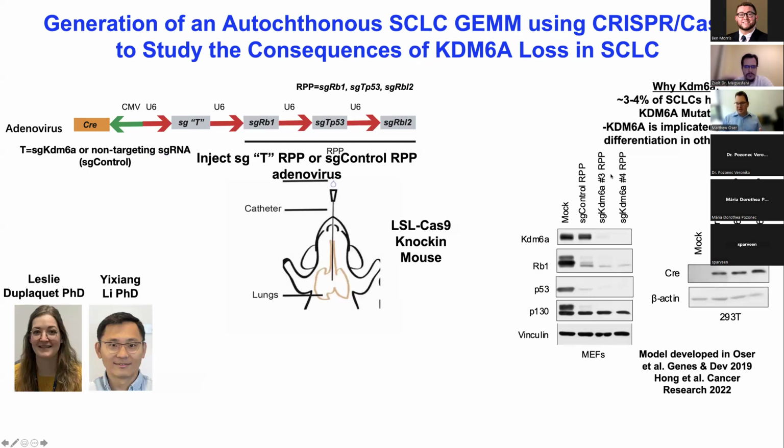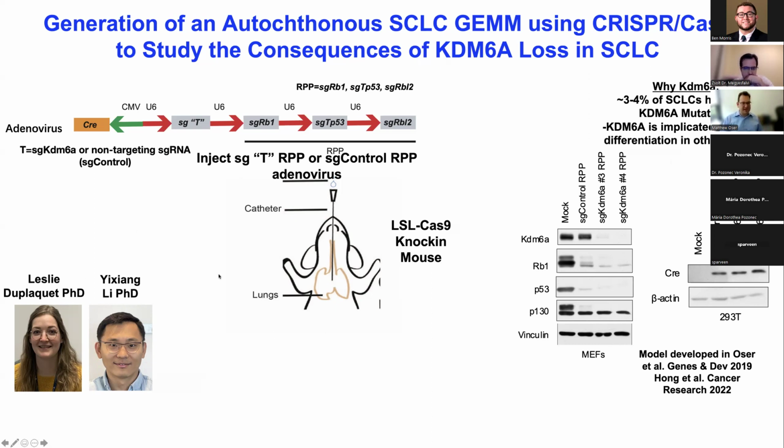And so we wanted to use this to study this gene KDM6A. KDM6A is mutated in about 3 to 4% of small cell lung cancers. We thought it was interesting as well because it binds to KMT2D, which we know is really the third most frequently mutated gene in small cell lung cancer. So it forms a complex with KMT2D and 2C, and then it's implicated in cellular differentiation in other lineages. So the hypothesis really was this could have an effect on either lineage plasticity or neuroendocrine differentiation.